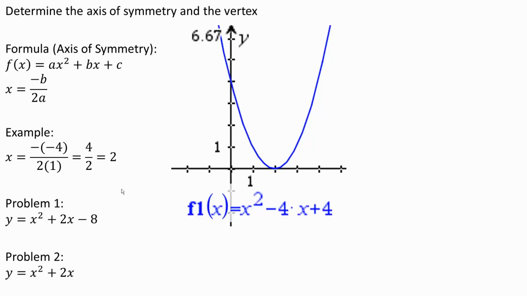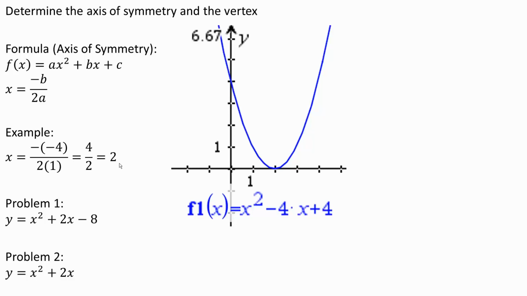So negative b. So negative parentheses, b is also negative, so parentheses negative 4, divided by 2a. Divided by 2, and a is 1. So 2 times 1. So we would get positive 4 divided by 2, which is equal to 2. So the axis of symmetry is 2.